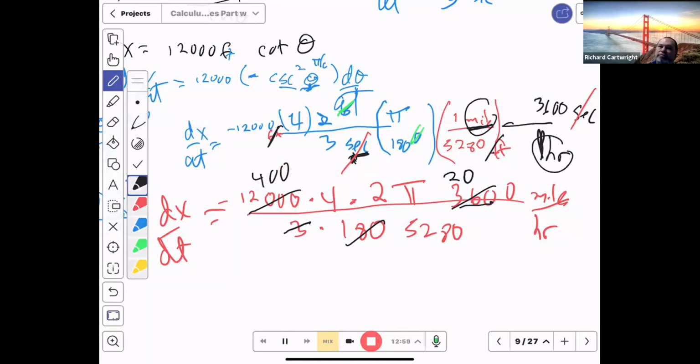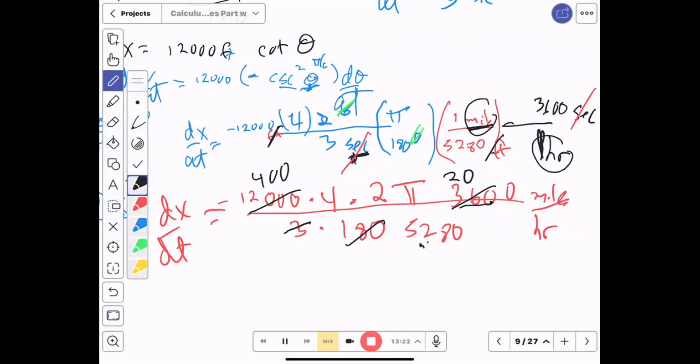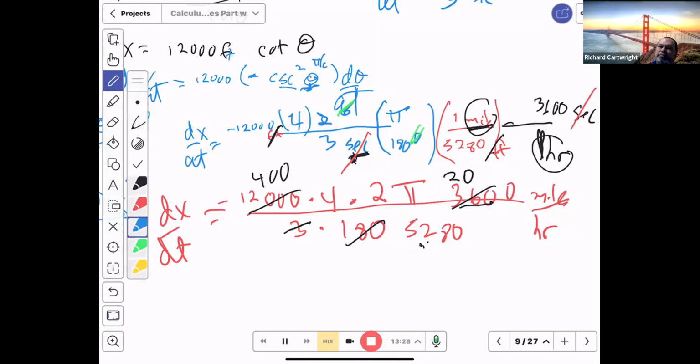Anything else? Let's see. How about 20? How many 20s go into 5280? That should be a good number. How many 20s go into 5280? Somebody? Is it 2? 264. 264? I think. Okay. That's what everybody got.